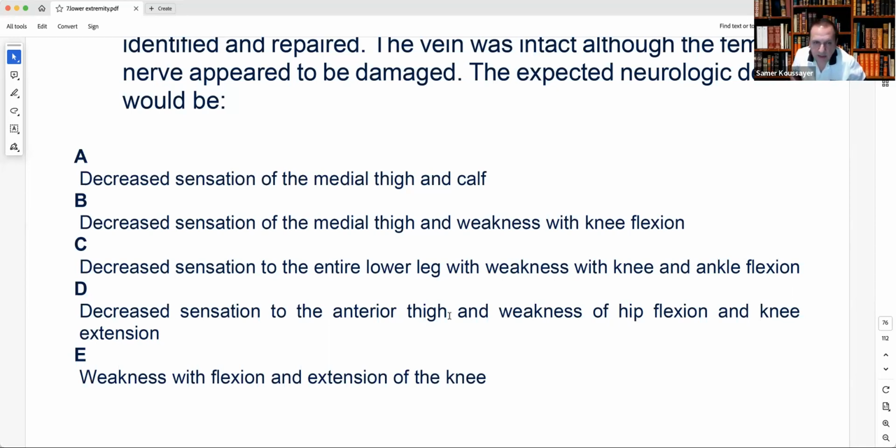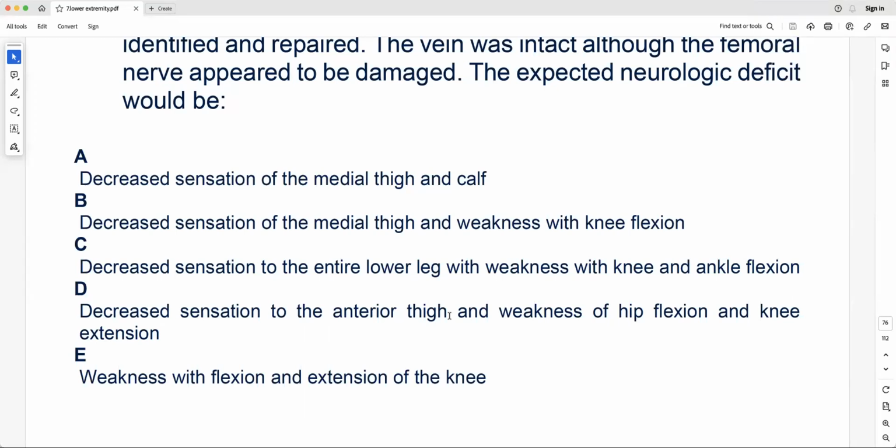Let's go one by one. Maybe we excluded the easy ones. Let's go one by one. Decreased sensation of the medial thigh and calf. Okay. Let's go to the next one. Decreased sensation of the medial thigh and weakness of the knee flexion.